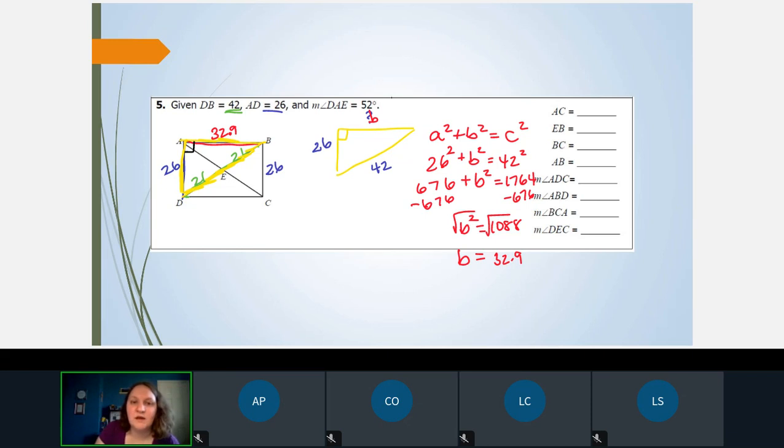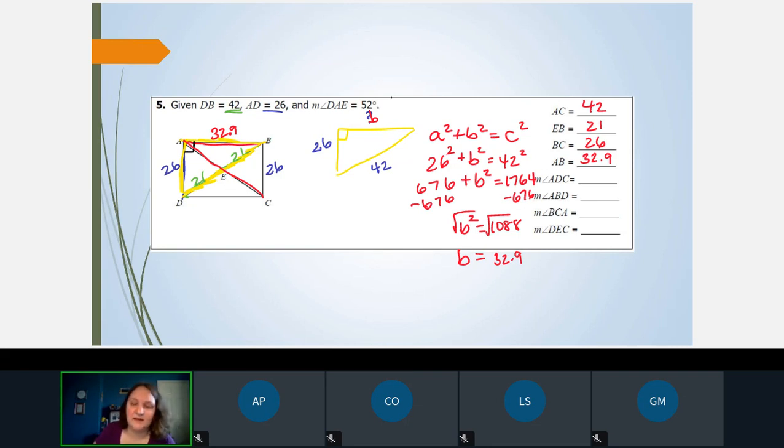All right, let's answer the question here. AC. Well, my goodness, we just did all that, and now they're asking me for this diagonal. Remember, the diagonals in a rectangle are congruent. So if DB is 42, now I know AC, because those diagonals have to be the same. EB, did we write that one? We did. We marked EB as 21. BC we marked as 26. AB, we did all that Pythagorean theorem work to find 32.9 or 33, depending on what you want to round to there. And that takes care of our lengths.